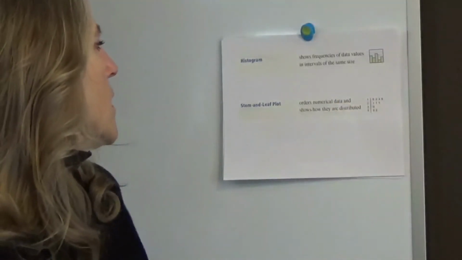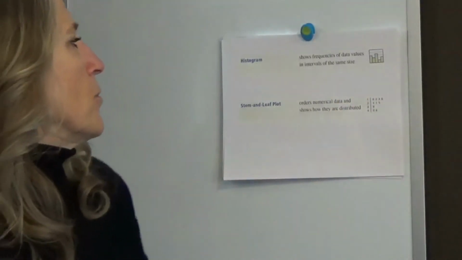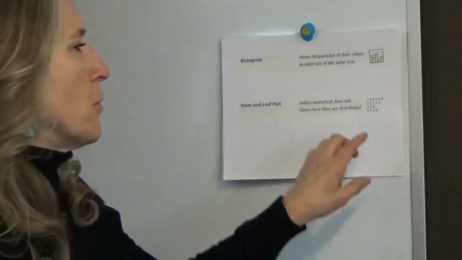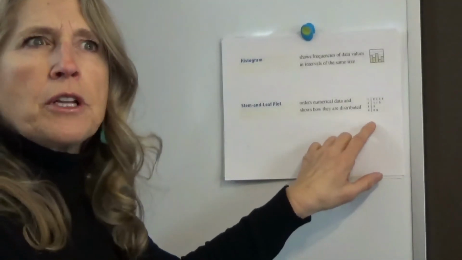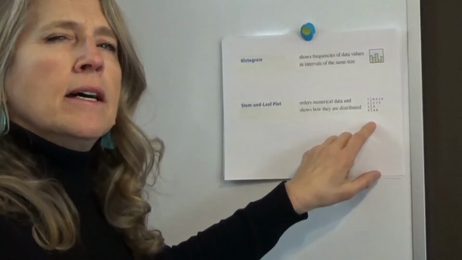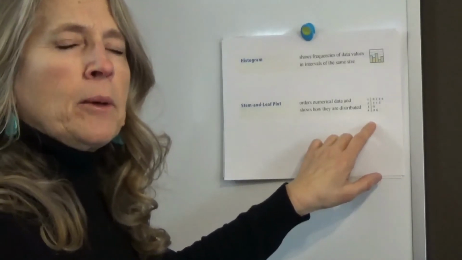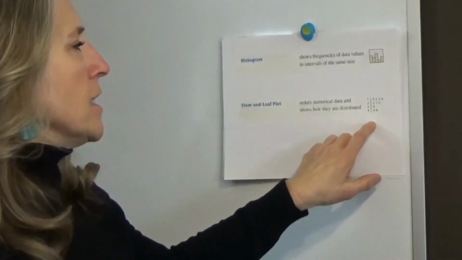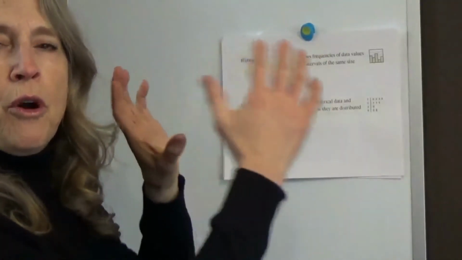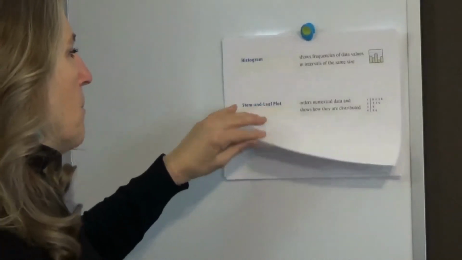Okay? A stem and leaf plot orders numerical data and shows how they are distributed, and I'm not sure if we're going to do a more thorough lesson on this. You may have done this before, I think you probably have, but it does give us kind of an overarching picture of the distribution of the data when we create a stem and leaf plot.